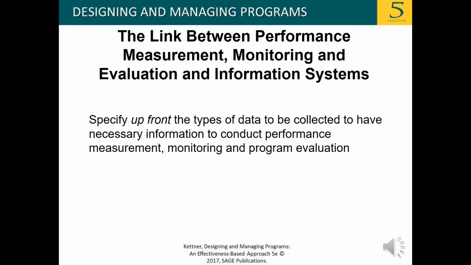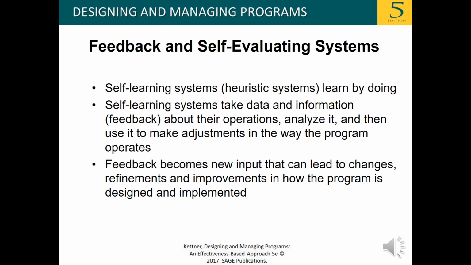So the link between performance measurement, monitoring, and evaluation in information systems specify upfront the types of data to be collected to have necessary information to conduct performance measurement, monitoring, and program evaluation. Feedback and self-evaluating systems. Self-learning systems, heuristic systems, learn by doing. Self-learning systems take data and information, feedback about their operations, analyze it, and then use it to make adjustments in the way the program operates. Feedback becomes new input that can lead to changes, refinements, and improvements in how the program is designed and implemented.